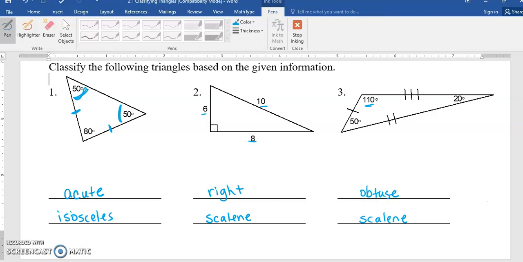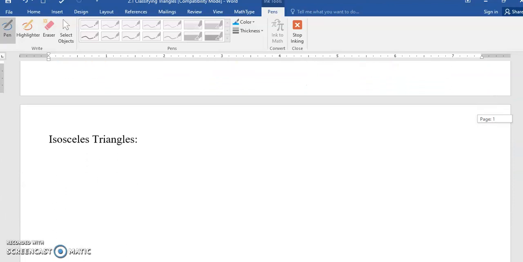Okay, so just remember, just keep the 2 lists separate, and it might make sure you're thinking about which list. If I ask you about angles, acute, obtuse, or right.